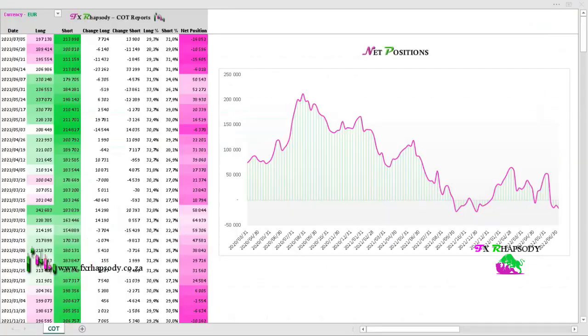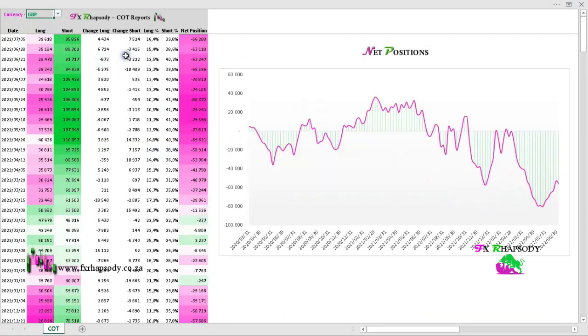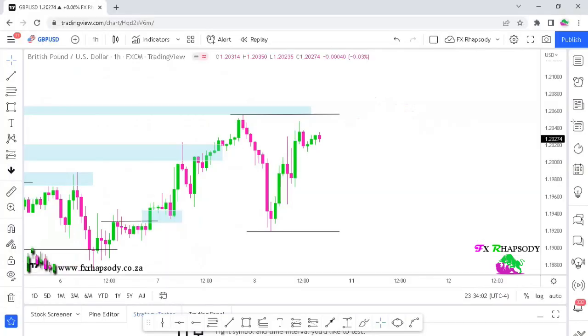COT report wise, looking at the British pound, let's see what happened there. On the British pound side of things, we could see again more shorts than longs being placed in the market, so that net position went down a little bit more, and that's where you see that little turn in the market, guys. So just keep an eye on the charts.